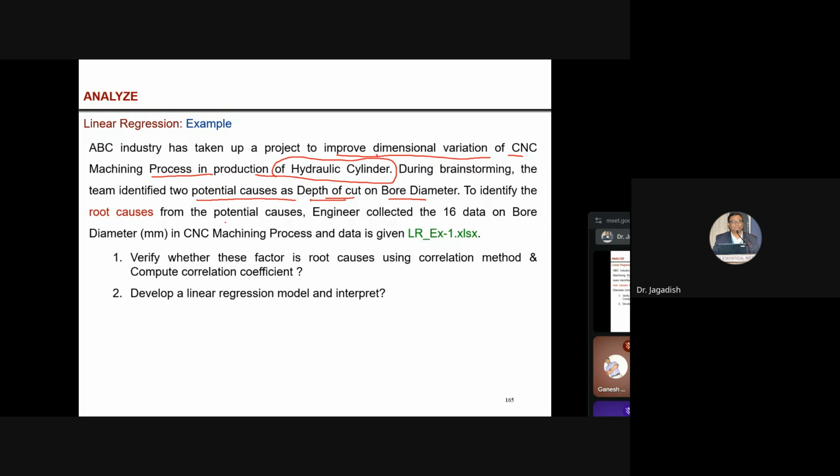To identify the root cause from the potential causes, engineers have collected 16 data points on bore diameter in the CNC machining process. That means they have done a design of experiment with 16 experiments and collected the data. They verify whether these factors are a root cause using the correlation method, compute the correlation coefficient, develop a linear model and interpret the result. That is what the question asks.